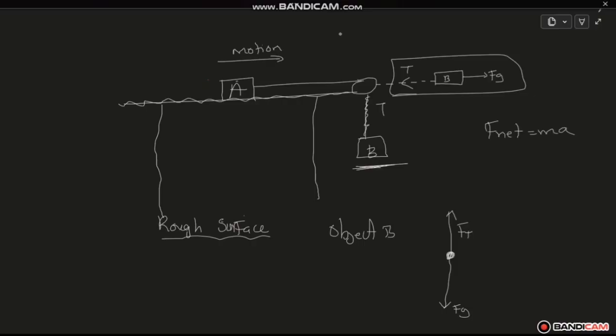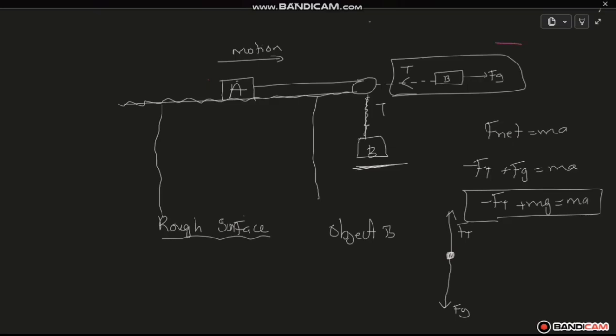Fnet equals ma, therefore negative tension, negative Ft plus Fg equals ma. Therefore negative Ft plus mg. You know that Fg equals mg equals ma. Then this is our Fnet for object B. You only do this whenever you do calculations.